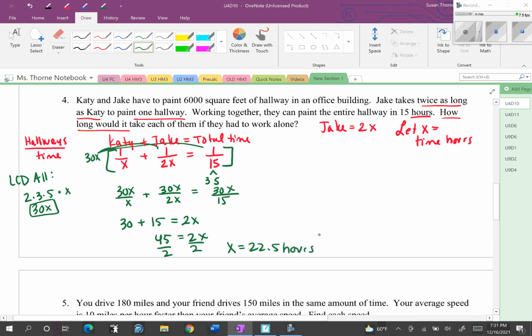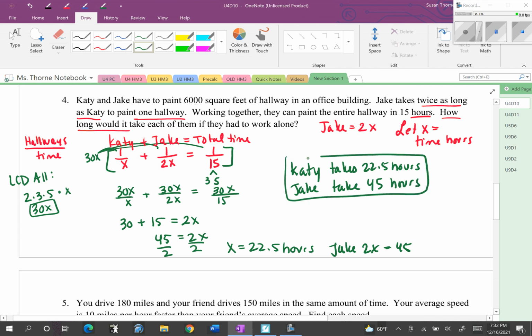So that means that Katie takes 22.5 hours, and Jake takes twice as long. So for Jake, we have to do 2 times x. So that would give us 45, so 45 hours. And that would be our answer.